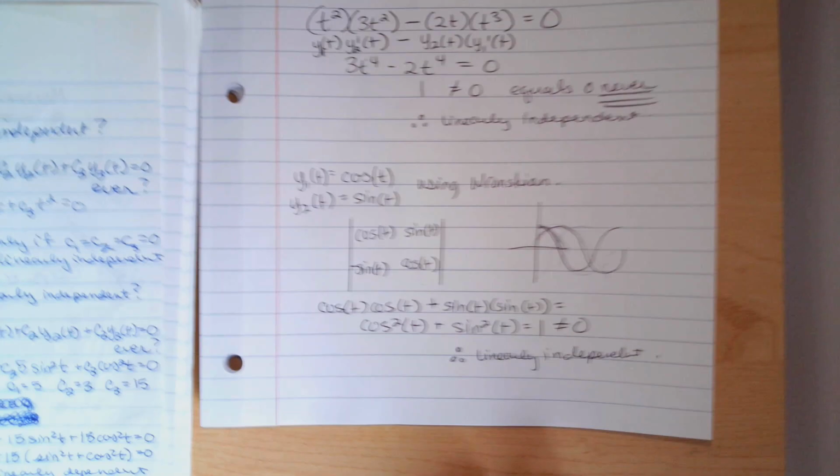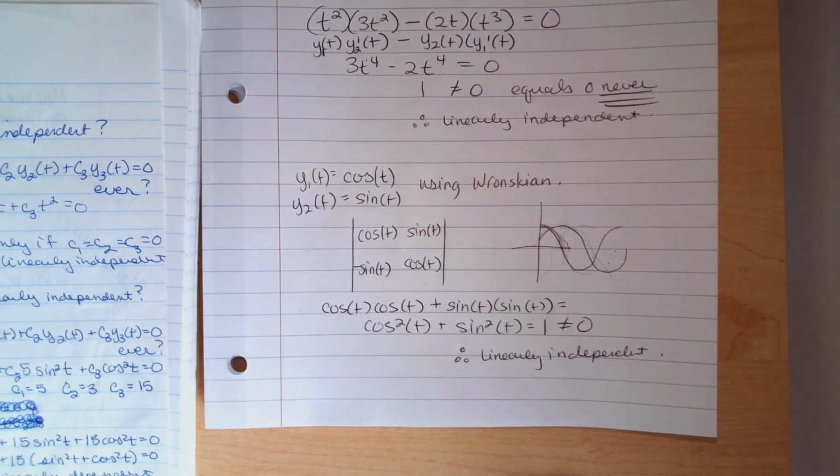Okay? All right, so knowing the Wronskian and understanding linear independence is one of the student learning outcomes of the course.